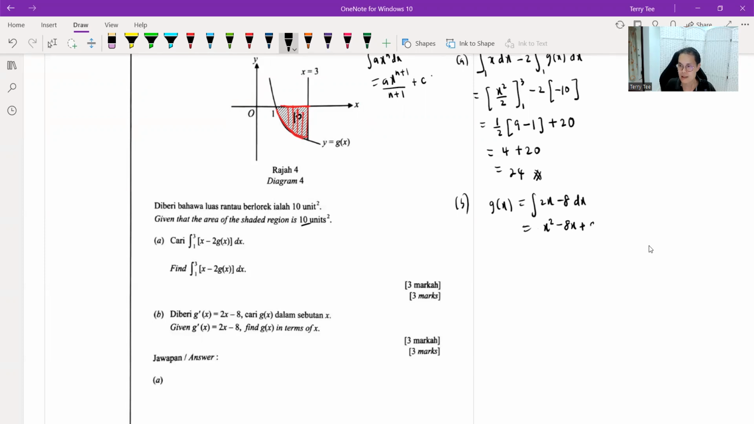Then you add c. To find the value of c, we need a point from the graph. You can see there's a point here, this is (1, 0). So we're going to substitute in (1, 0), which means your g(x) or your y is 0 when your x is 1. 1 squared is still 1. Negative 8 times 1 is still negative 8. So this gives us negative 7, right? And if I bring it to the left, my c is just 7. Therefore, my g(x) is x squared minus 8x plus 7.